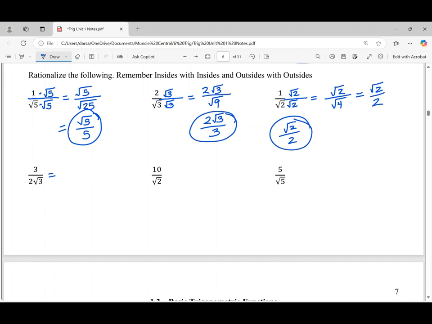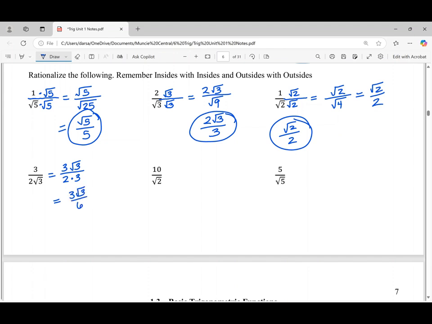Let's do our shortcut. We've already got a 3 on the top and a 2 on the bottom, so we'll keep those where they are. We'll take the square root that's down here and we'll move it up to the top. And then on the bottom, we'll write that same number, but without the square root. So that gives us 3 square root of 3 over 6.